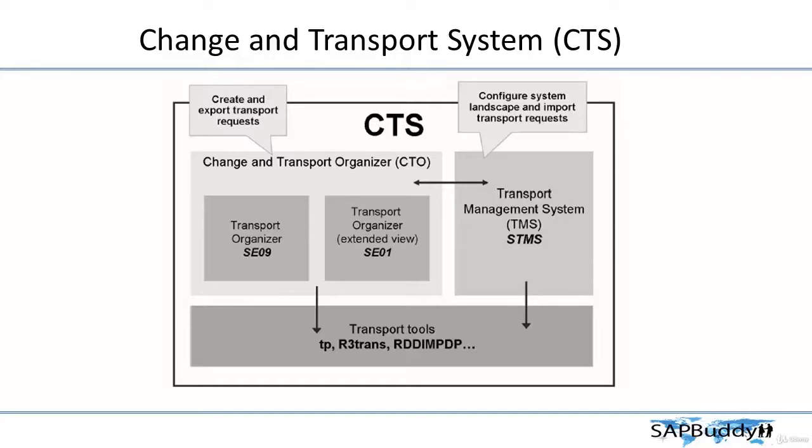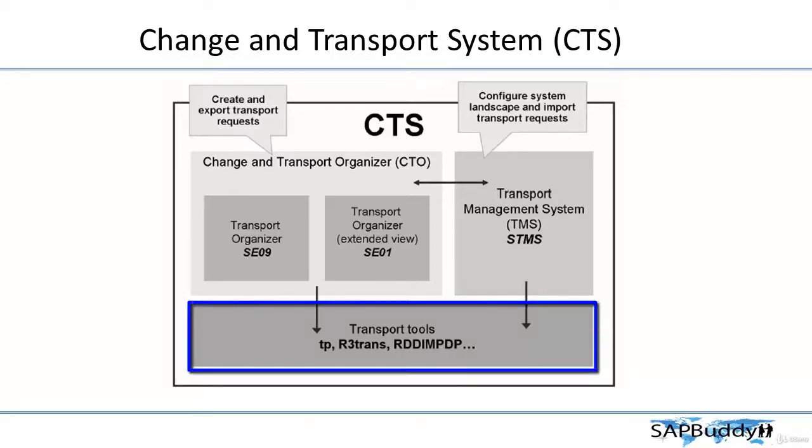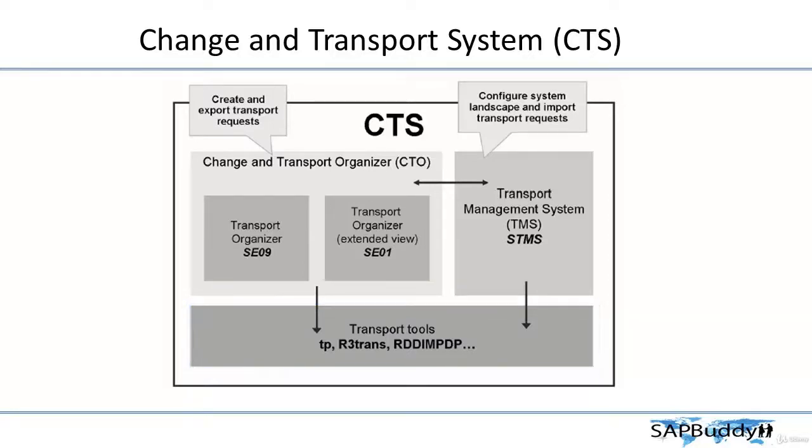As we have seen, in STMS, when you are importing or releasing a transport, there are a lot of transport tools which work with the operating system. In order to fulfill the STMS, or the TMS or CTO process, there are tools like TP and R3trans or RDDIMPDP jobs which will help to fulfill this particular request. If we go to the system, we can see SE01 and SE09.